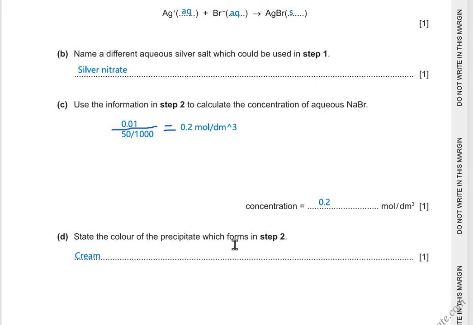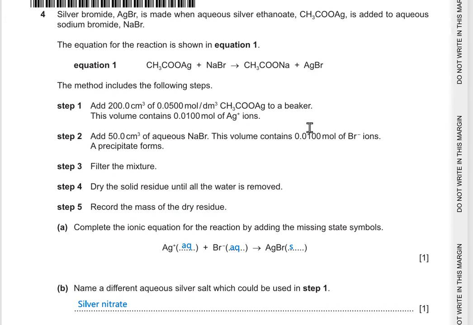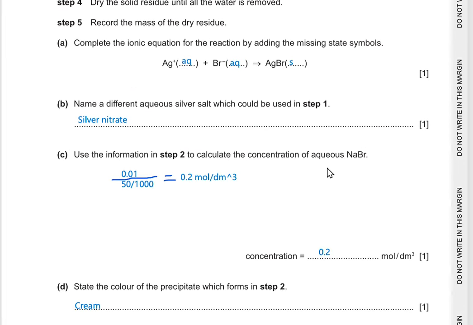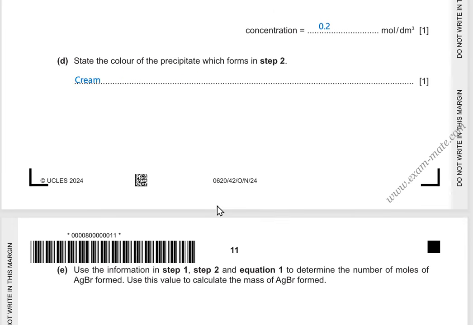State the color of the precipitate which forms in step 2. If you recall the anions test table, you should memorize that Br gives cream, chlorine gives white, while iodine gives yellow. So the color of the precipitate which forms in step 2, since it's bromine, is going to be cream.